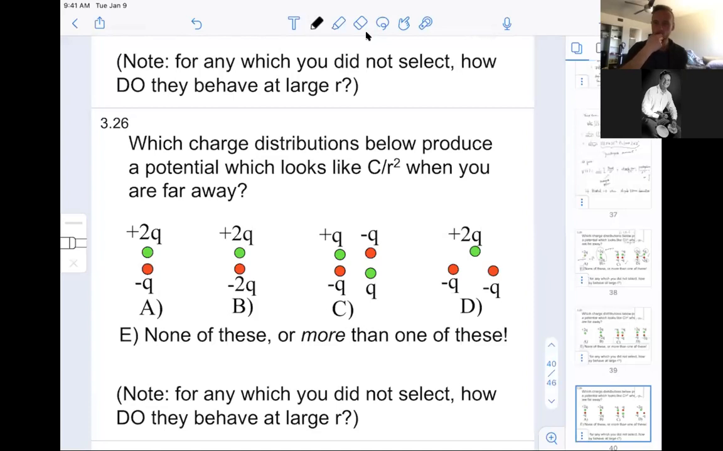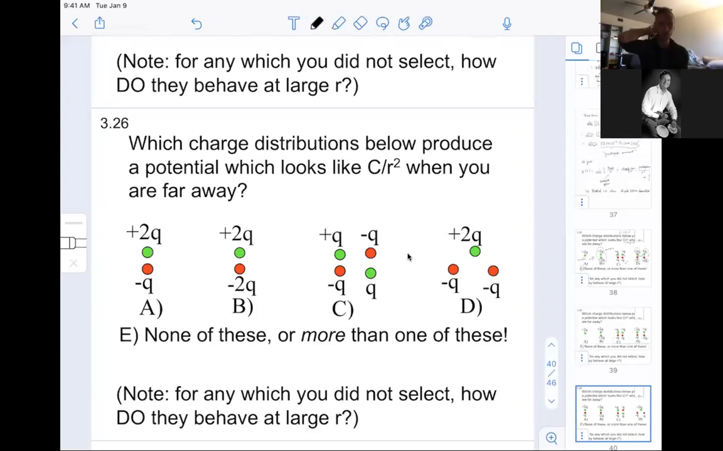All right, 10 more seconds. Okay, any last-minute votes? All right, I'm going to go ahead and close this. This time we seem to be in more agreement. The majority of you chose either none of those or more than one of them. Okay, so we can look at them one by one.